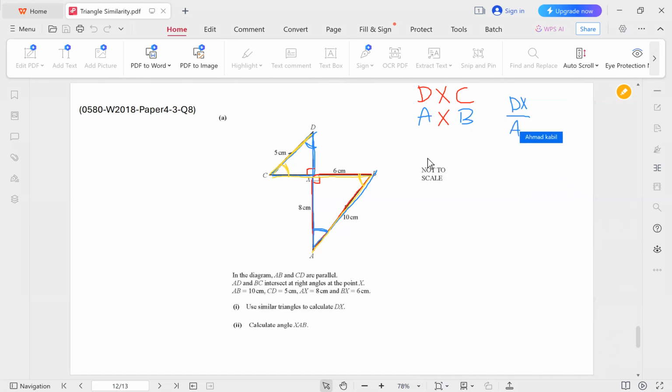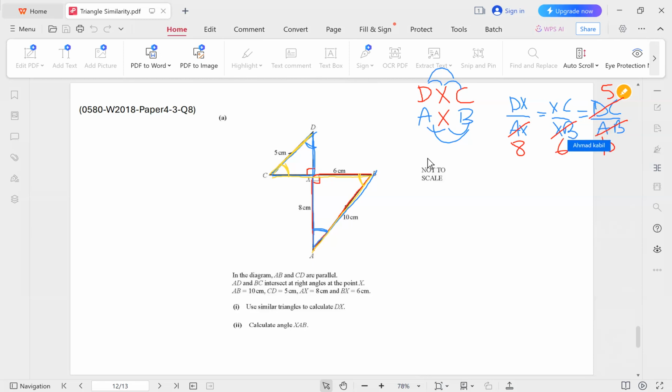DX over AX equals XC over XB equals DC over AB. And then we start crossing out and filling in the numbers we are given. So we have CD equals 5. So CD is the same as DC, of course, so this is 5. We have AB equals 10. We have AX equals 8, so this is 8. We have BX equals 6.